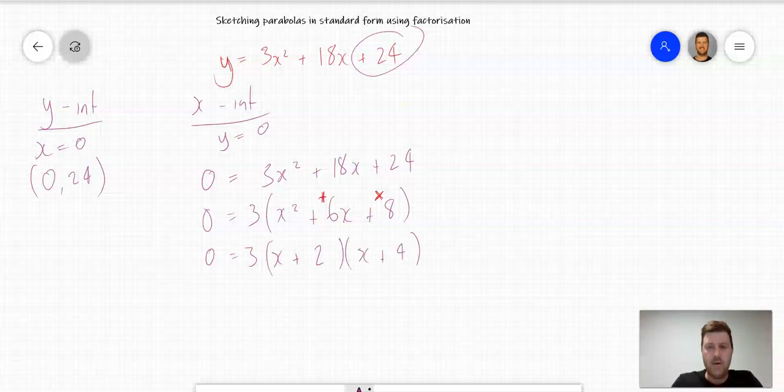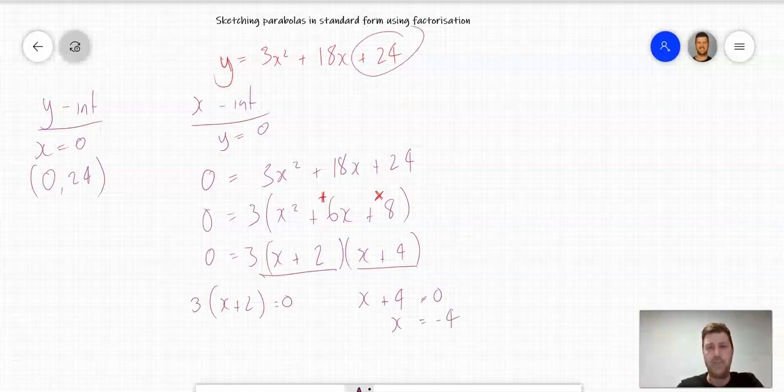Now, that's fully factorized. Now I'm going to use the null factor law to solve. At this point, it doesn't matter if that was the positive 2 or the positive 4 there. And I'll show you why in a minute. The null factor law tells us that if this times by this equals 0, that first term, which is 3 times by x plus 2, equals 0, or x plus 4, which is the second term, equals 0. Now we're pretty comfortable working with that second part. So if x plus 4 equals 0, then x equals minus 4.